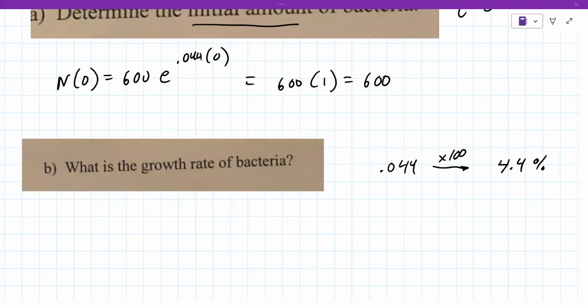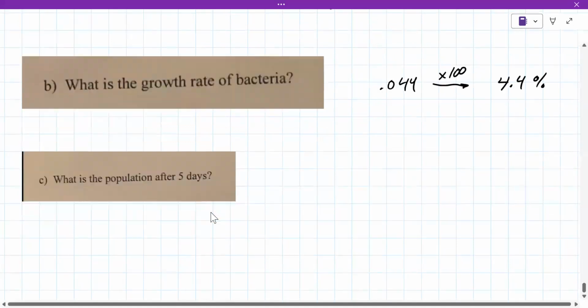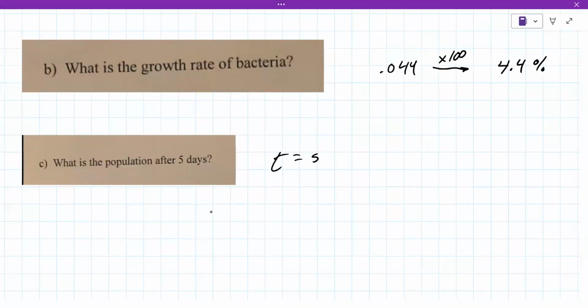Part C, what is the population after 5 days? They're giving you the value of t. They're saying t equals 5. N of 5 equals 600 e to the 0.044 times 5. And we'll go ahead and calculate that. It is growing, so it will be bigger. In this case, the population is increasing. It's got a growth rate of 4.4%. So when you get your number, you shouldn't be surprised if it's larger.